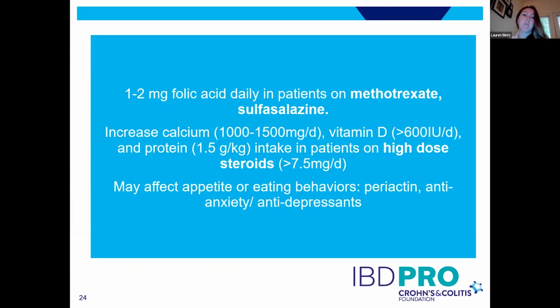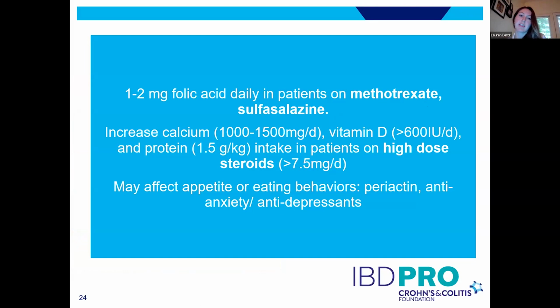But often what is on my mind when I'm seeing patients with IBD is looking at the medications that they're on, specifically methotrexate, sulfasalazine. If patients are on these medications, they need to supplement with 1 to 2 milligrams of folic acid daily. If a patient is on high-dose steroids, they need to be supplementing with calcium and vitamin D.